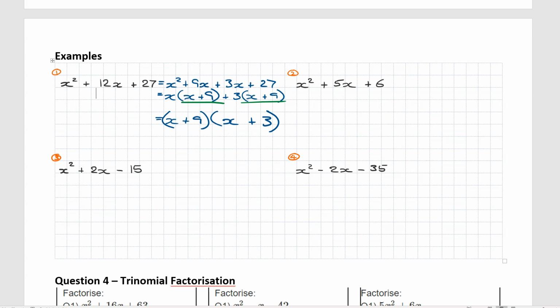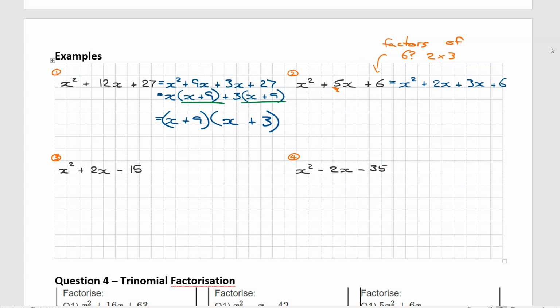Looking over to question 2, we've got x squared plus 5x plus 6. So remember, we have to ask ourselves, what are the factors? The factors of 6 are going to be 2 times 3. Now, what do these add together to give? Well, they add together to give 5. So what we're going to do is go x squared plus 2x plus 3x plus 6.